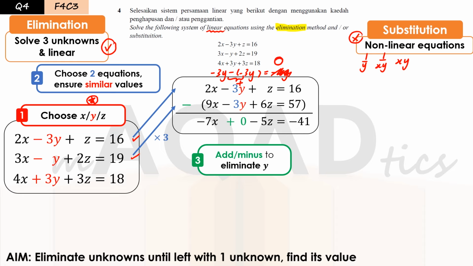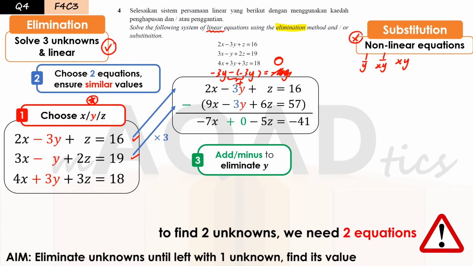Alright, so we have our first equation without y already, but here there are still two unknowns. Right? There are still two unknowns, and if we want to solve two unknowns, we need to have two equations. Since we only have one equation here, we need to repeat step 2 and step 3 to find another equation. So this time, to choose the two equations, I will be choosing the first equation and the third equation.